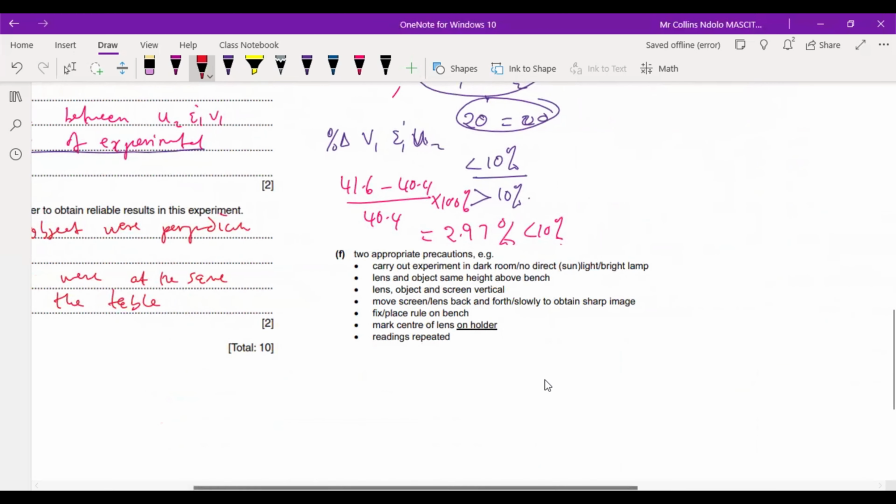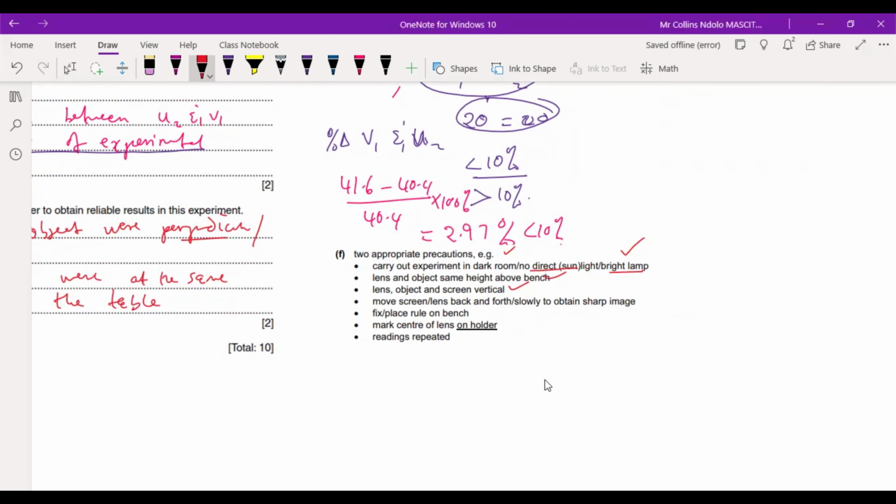Carry out the experiment in a dark room. If you cannot afford a dark room, then try to avoid direct sunlight, or alternatively, you can use a bright lamp. Lens and object at the same height, we've mentioned this. Lens, object, and screen are vertical, which we mentioned here as perpendicular. You may not be able to use the same wordings.